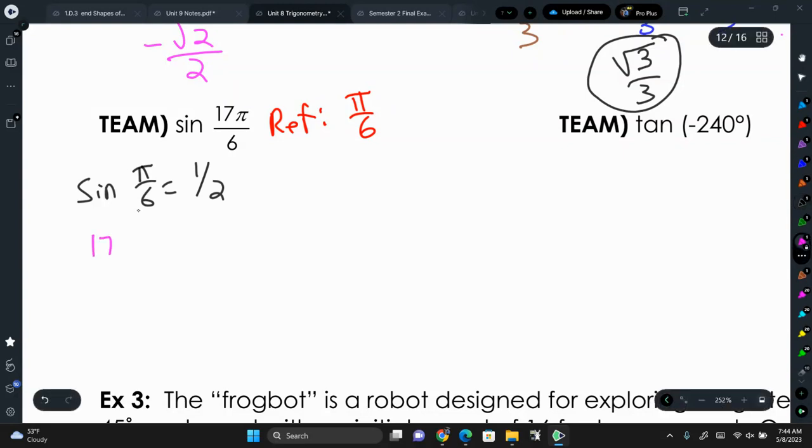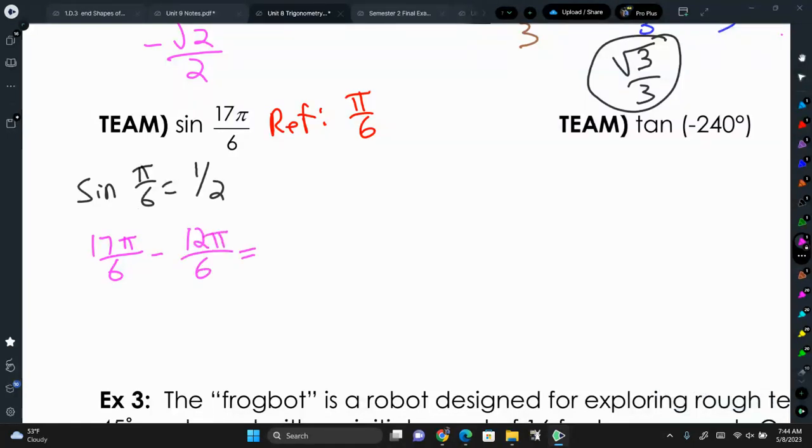So we're going to do 17 pi over 6 minus 2 pi, which 2 pi is 12 pi over 6. And that gives us 5 pi over 6. Well, 5 pi over 6 is in quadrant number 2, where sine is positive. So our answer is just going to be 1/2.